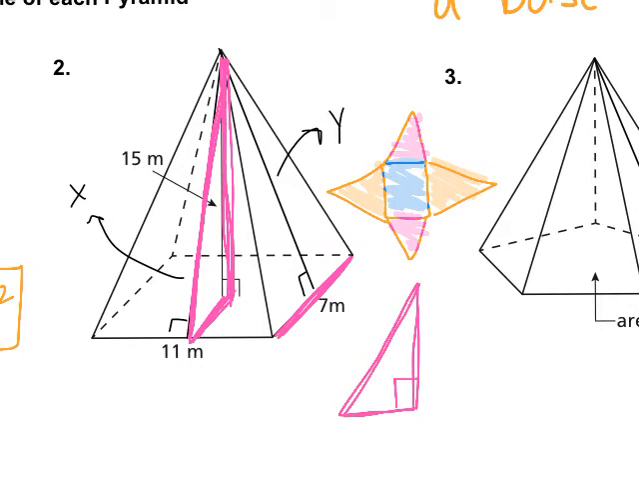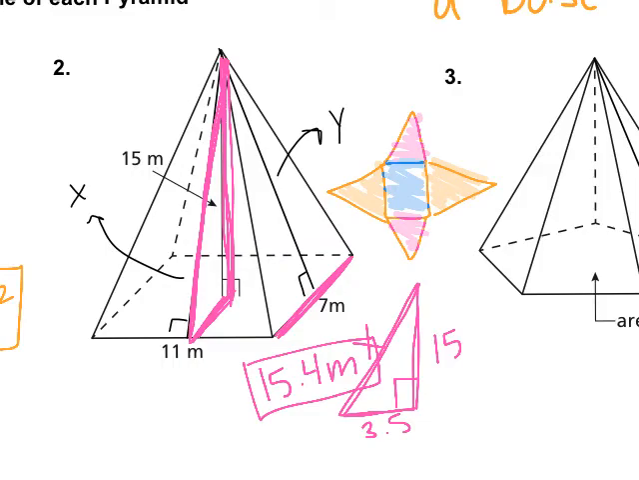Okay, so 15 would be my height. 7 divided by 2, or 3.5, would be my base. And then I would use the Pythagorean theorem to find my slant height of x. Okay, so if you work all of that out, x is equal to 15.4 meters. Okay, we're using lots of skills today.